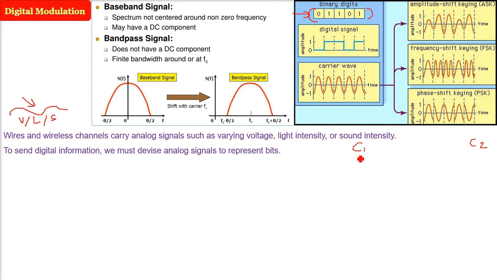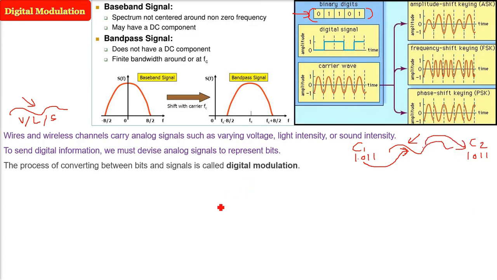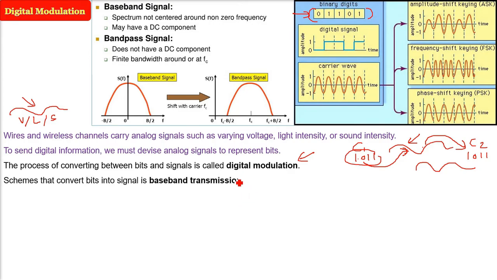For example, we have multiple computers. One computer is sending, say, 1011, and the other also has to get 1011. But the channel or the medium is analog. So how to represent this 1011 so that the wire can take it and the other computer can understand that 1011 has come? This exact process of converting between bits and signals is called digital modulation. Let me tell you again. The process of converting the digital bits, binary digits, into signals is called digital modulation.